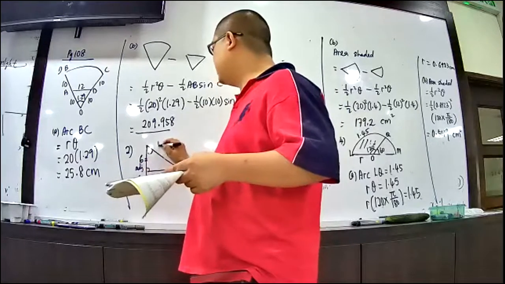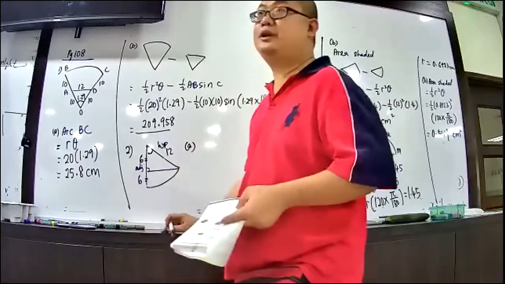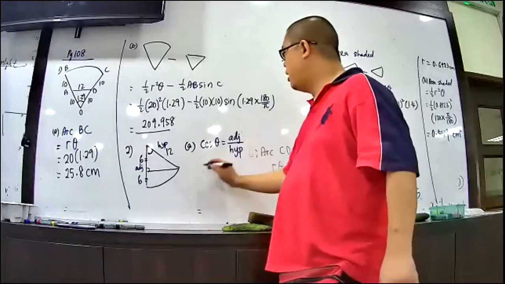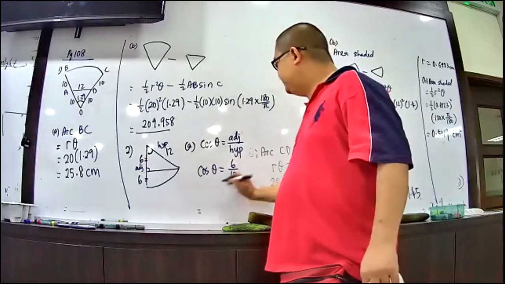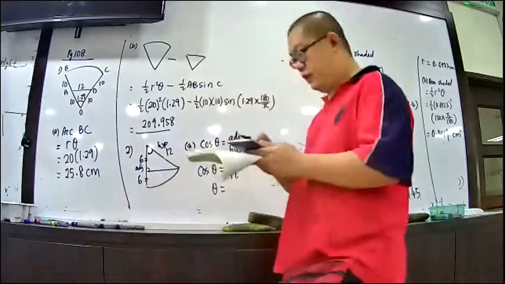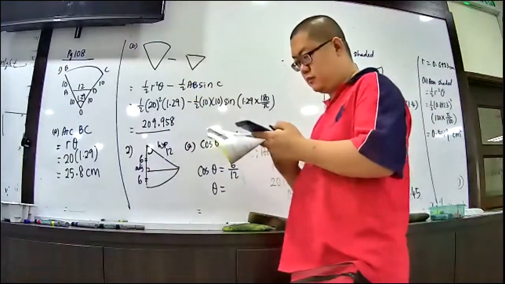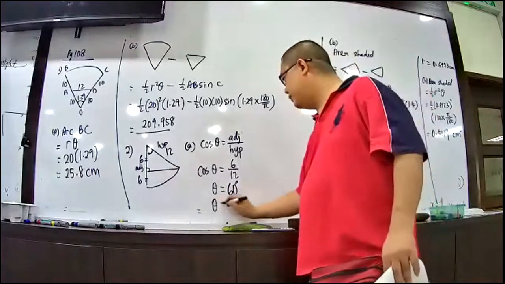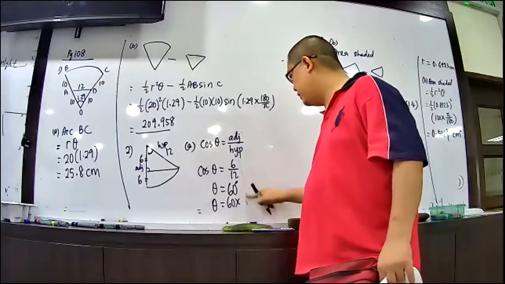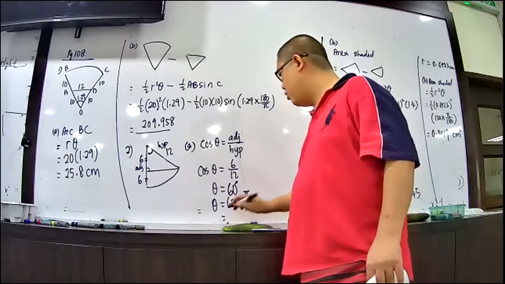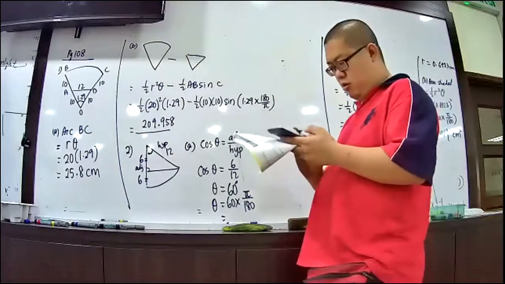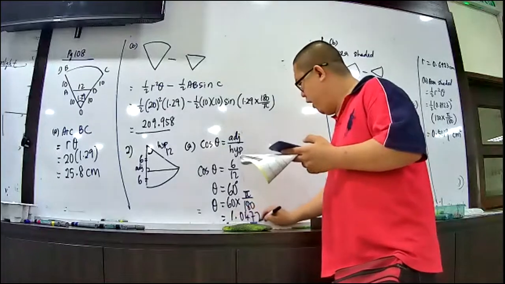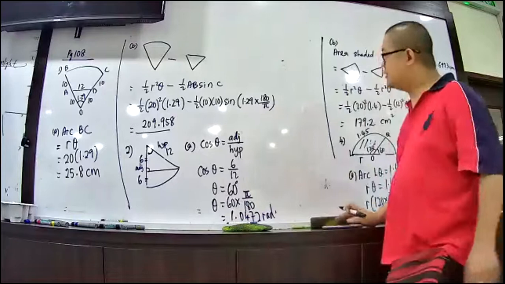So now you want to find this. This one we call adjacent, and this one we call hypotenuse. So from here we have A and H, so we need to use cos theta. So theta is 60 degrees. Because your answer must be in radian form, in radian form it is 60 pi over 180.